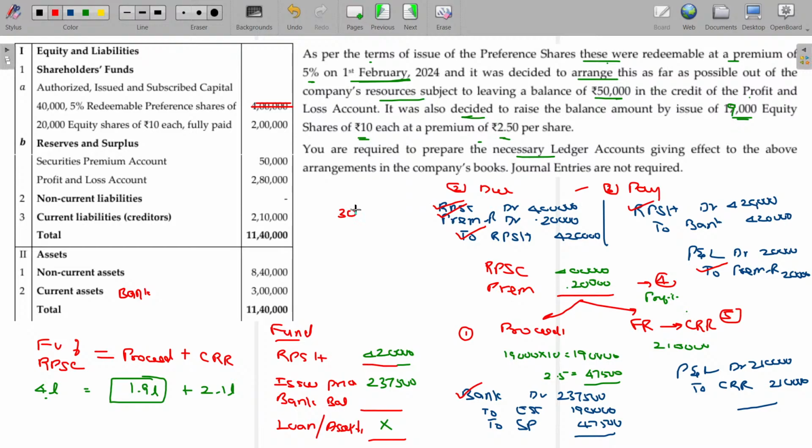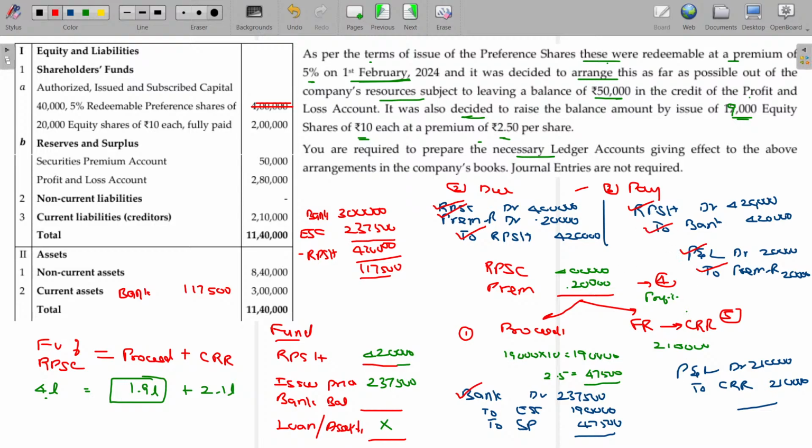We have 3 lakhs in the opening balance. By issuing the shares, equity share capital, I collected 2,37,500. I made a payment to redeemable preference shareholders of 4,20,000. Then what is the balance I have now? 1,17,500. So the bank balance hereafter is 1,17,500. Is that clear? Bank is now totally eliminated.